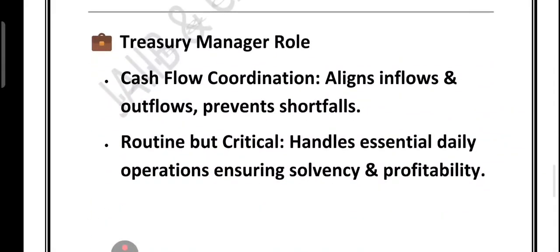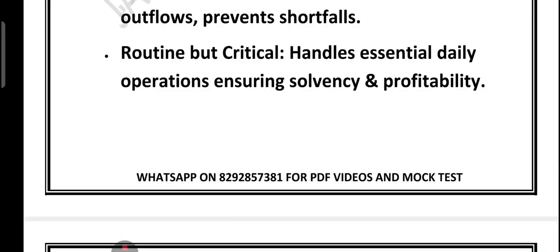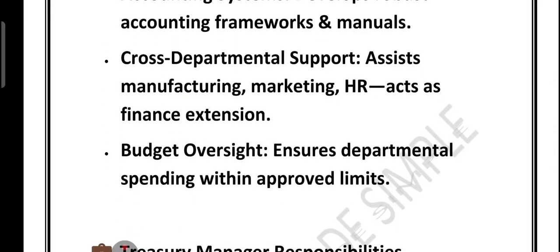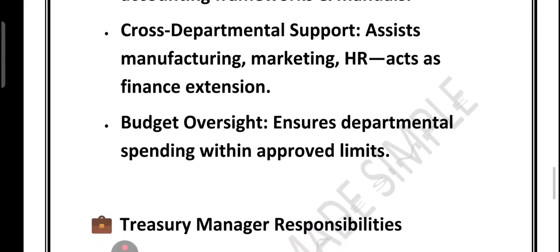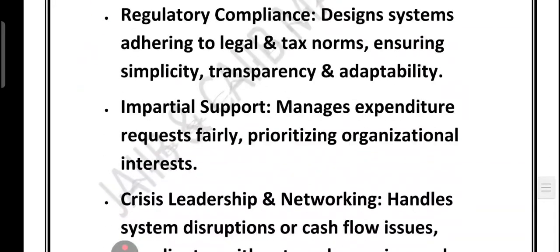If you look at the role of treasury manager, cash flow coordination means aligning the inflow and outflow to prevent fund shortage. Routine but critical: they manage essential daily operation to ensure solvency and profitability. Accounting system, cross department support, budget override. These are all the roles of the treasury manager. So in short, a flexible treasury structure ensures that the company adapts to changing financial need, while the treasury manager keeps daily operation smooth, cash flow stable, and departments coordinated.